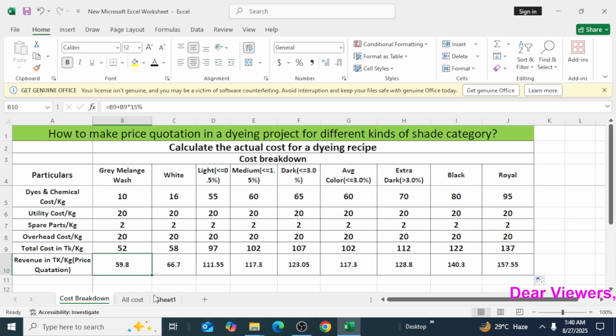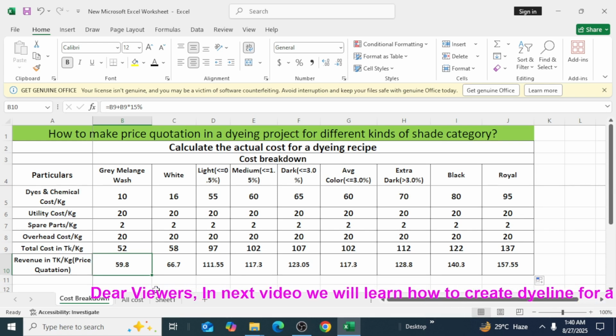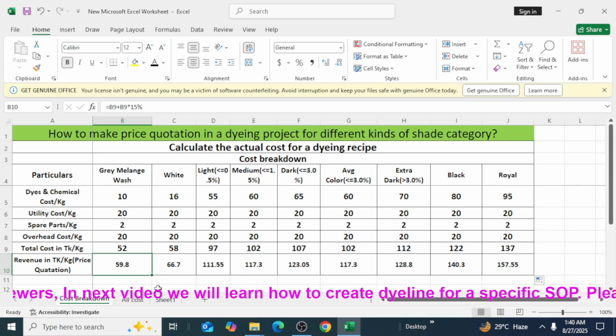Dear viewers, this was the basic information for making price quotation for a dyeing recipe.